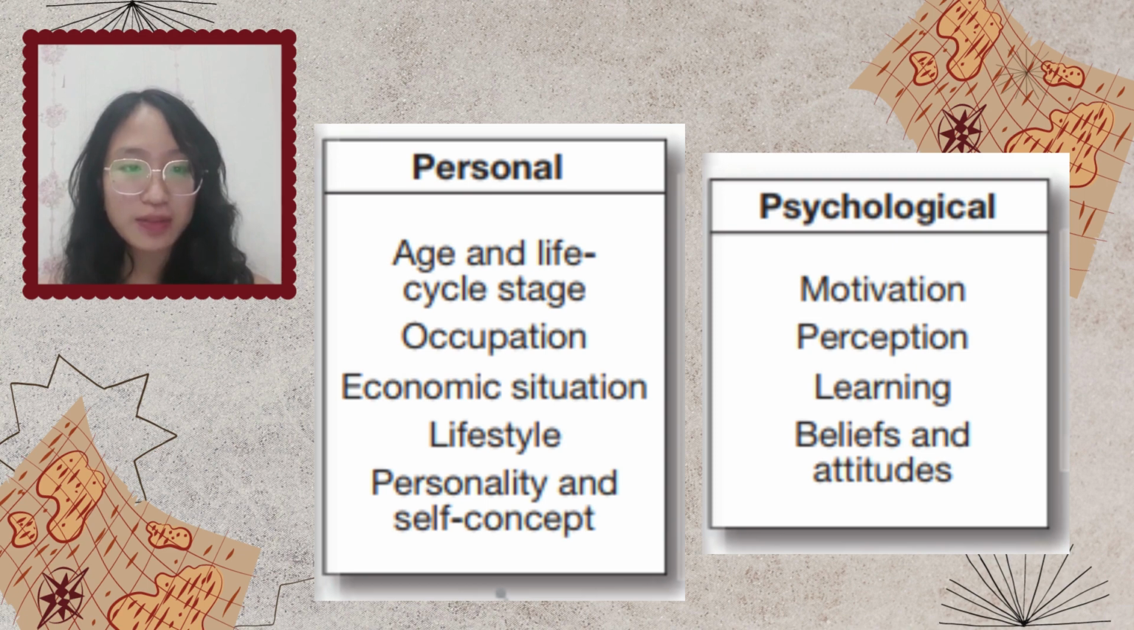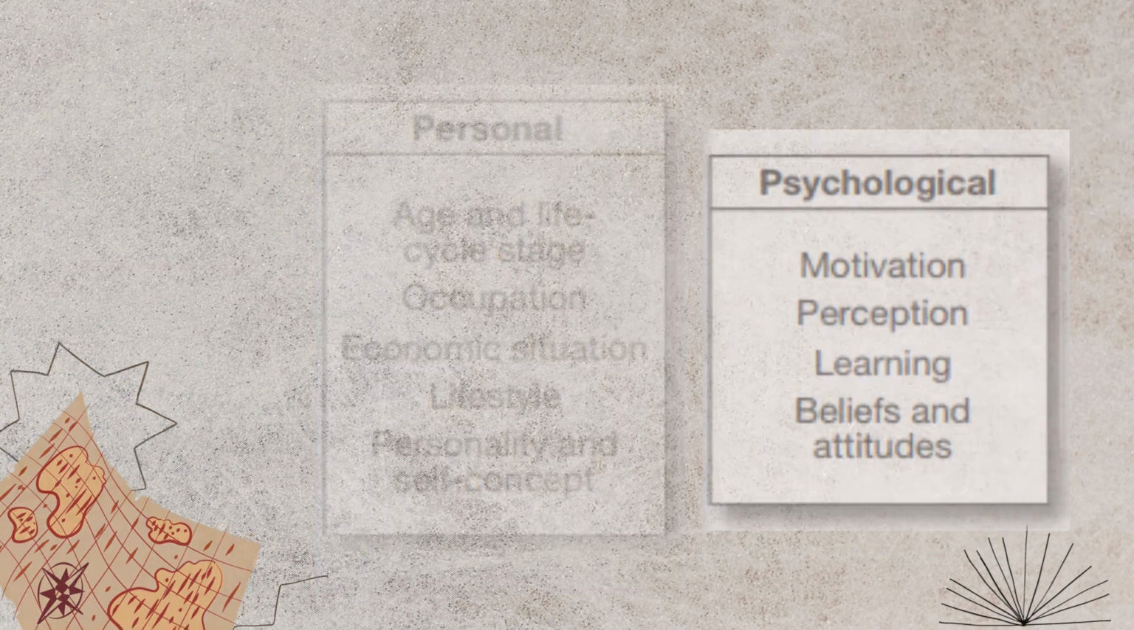Perception is the process by which people select, organize, and interpret information to form a meaningful picture of the world. Learning describes change in an individual's behavior arising from experience. A belief is a descriptive thought that a person holds about something. An attitude describes a person's relatively consistent evaluations, feelings, and tendencies toward an object or idea.